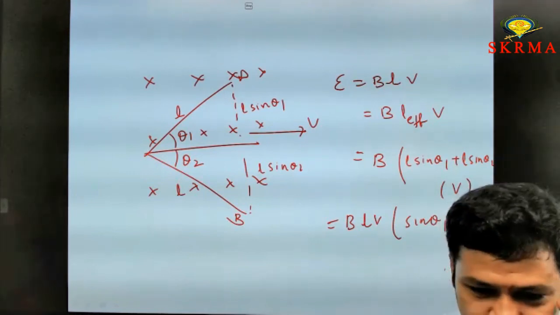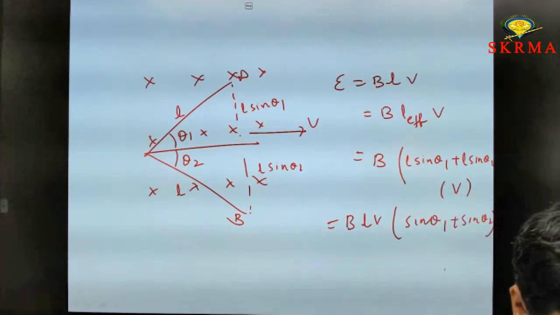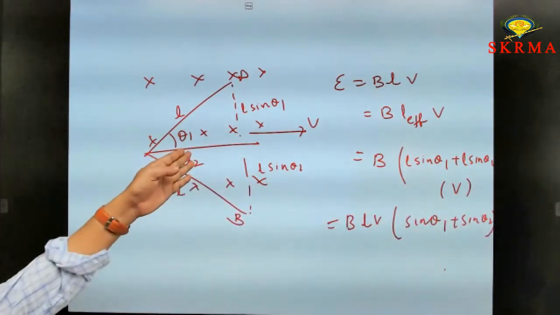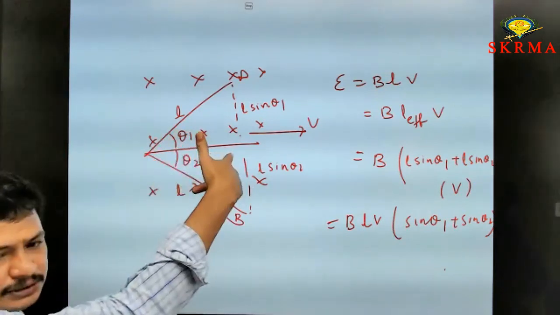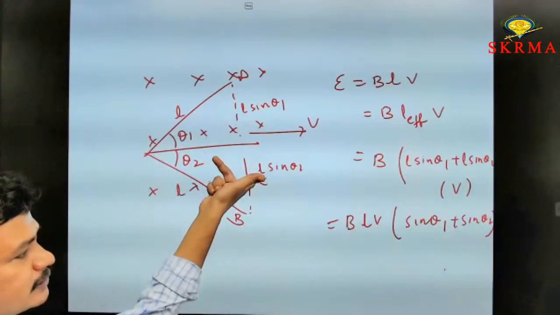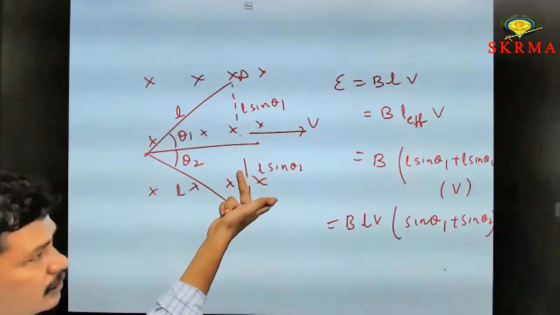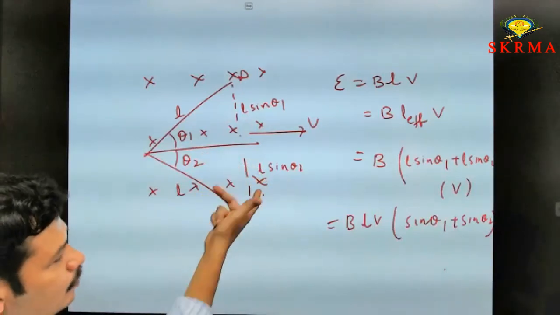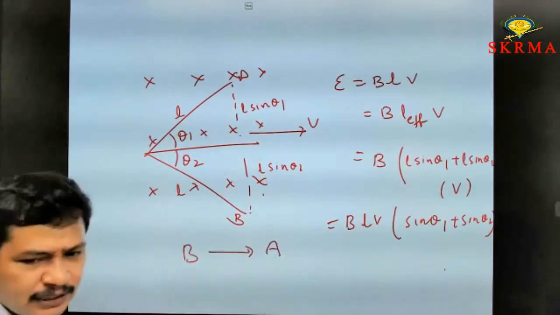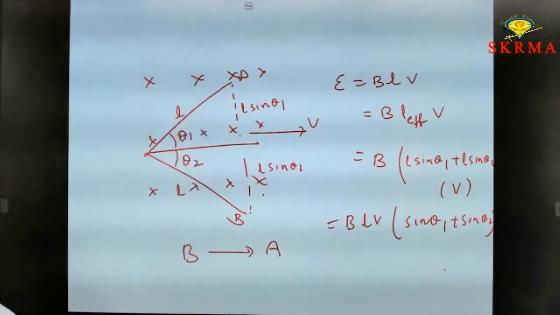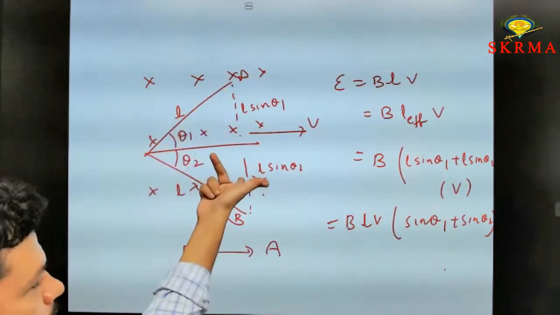But here we have to represent the direction of current. That is important. What is the direction of current in this case? The field is into the page, right? Take your forefinger into the page, moving towards right. The current direction is upward. The current direction is B to A. You can simply say B to A, just like this.